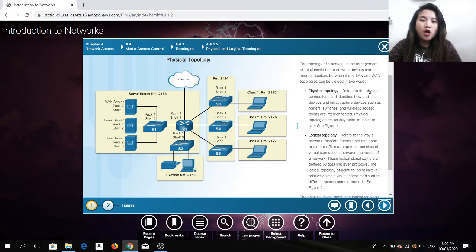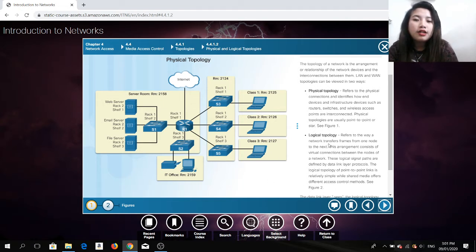So, physical and logical topologies are LAN and WAN topologies. They can be classified by physical and logical topology. Physical topology refers to the physical connections and identifies how end devices and infrastructure devices such as routers, switches, and wireless access points are interconnected. Physical topologies are usually point-to-point or star. As you can see in the figure, it could be a point-to-point or a star topology.